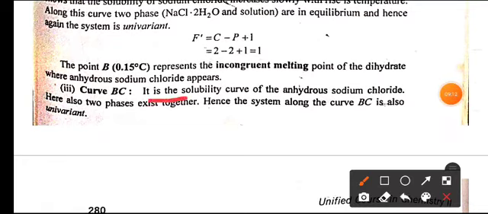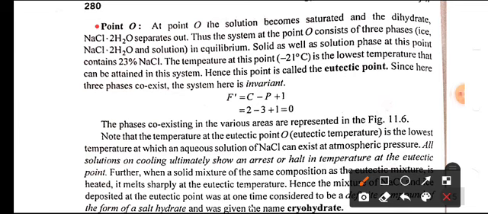Next, the very important point, point O. At point O, the solution becomes saturated and the dihydrate separates out. Thus, the system at point O consists of three phases: one is the ice phase, another one is the dihydrate, and another one is solution. Once again I repeat this important point: at point O, the sodium chloride water solution becomes saturated and the dihydrate separates out.